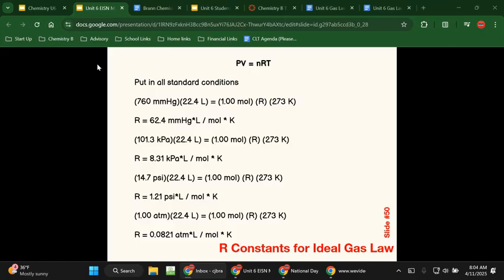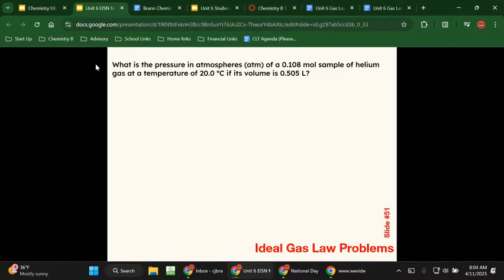Okay. All right. So here's how the problems work, ladies and gentlemen. What is the pressure in atmospheres of a 0.108 mole sample of helium gas at a temperature of 20 degrees Celsius and the volume is 0.505 liters? So, temperature, volume, what is this? N, amount of gas. You are given 3, you can find the 4th.